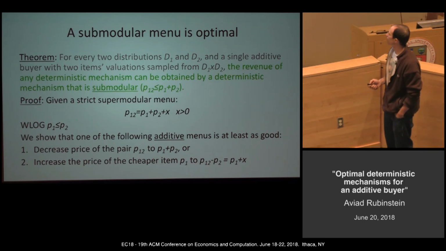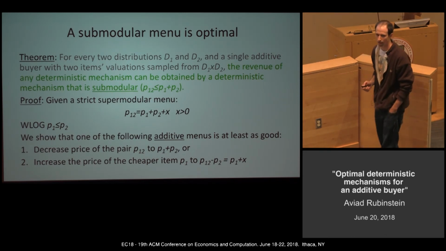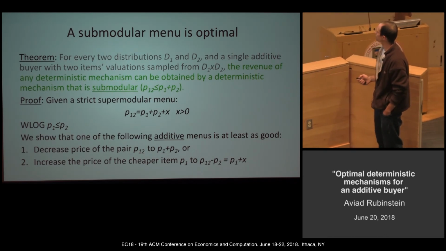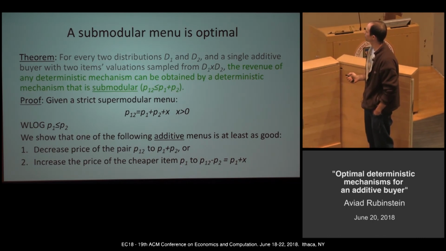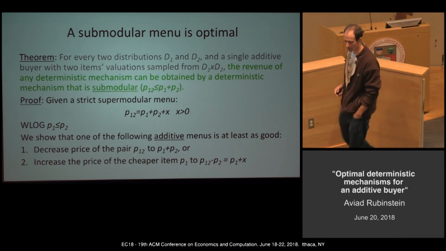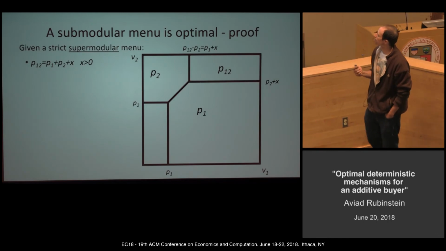And there are two natural ways. So one thing you can do is decrease the price of the bundle to P1 plus P2. It's pretty straightforward. The other thing that's a little bit confusing is to increase the price of the cheaper item to make it additive again. I guess not super confusing.